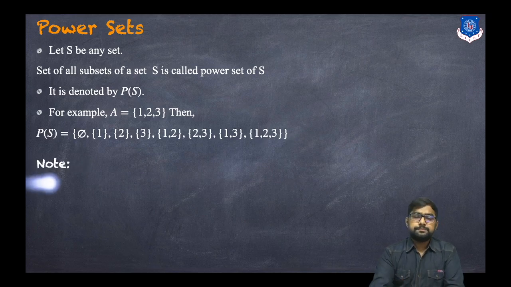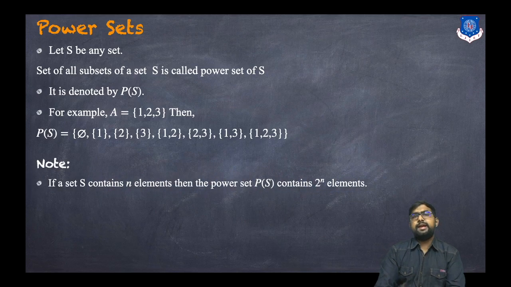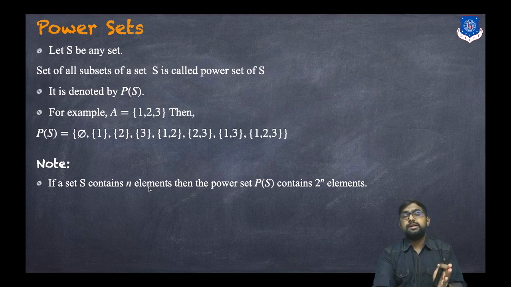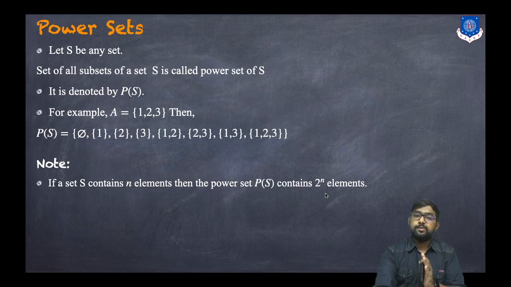Now note, if a set S contains n elements, then its power set contains 2 raised to n elements. So we have a formula for how many elements will be there in the power set of a given set. As you can see, here A equals {1, 2, 3}, so it has to contain 2 raised to 3 elements, that means 8 elements. You can count it, there are 8 elements. So any set containing n elements, its power set contains 2 raised to n elements.